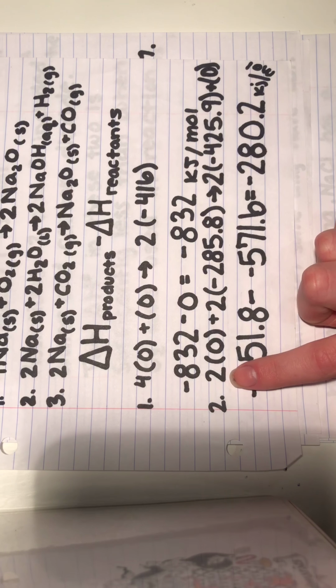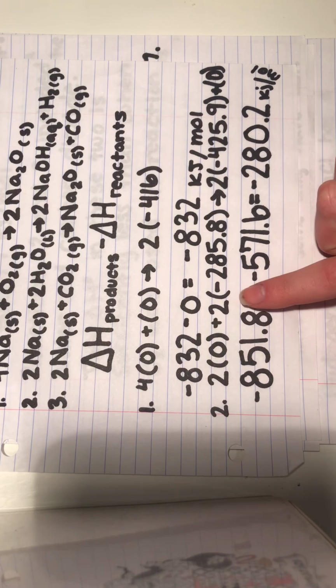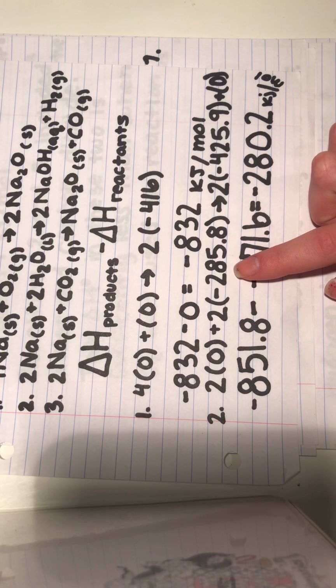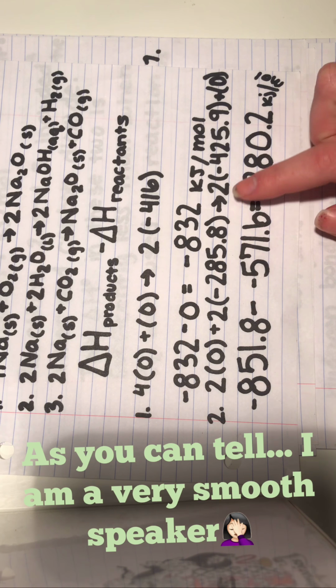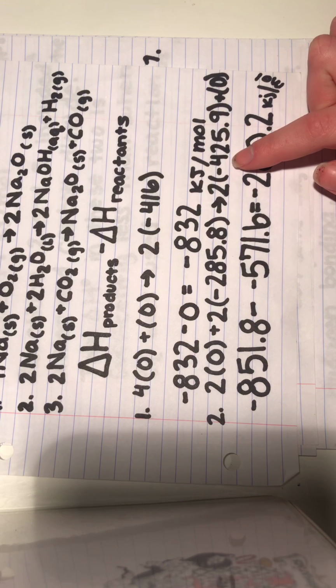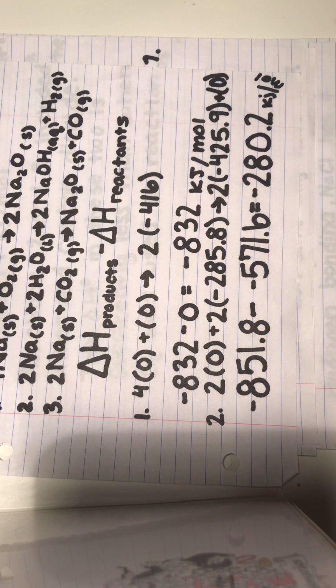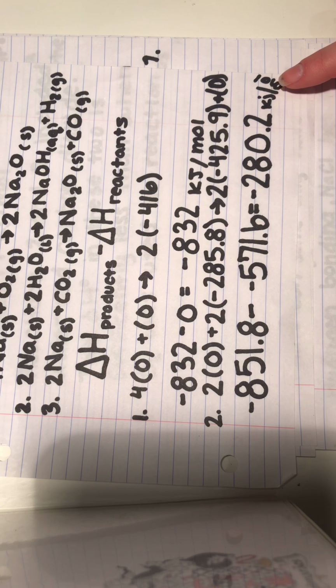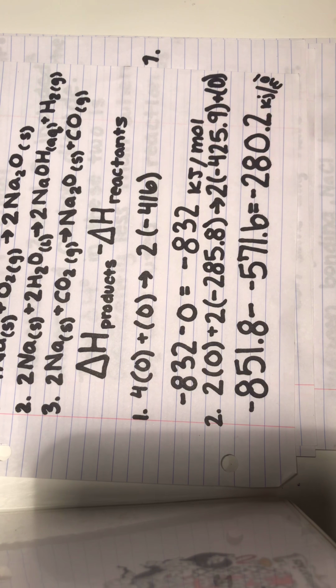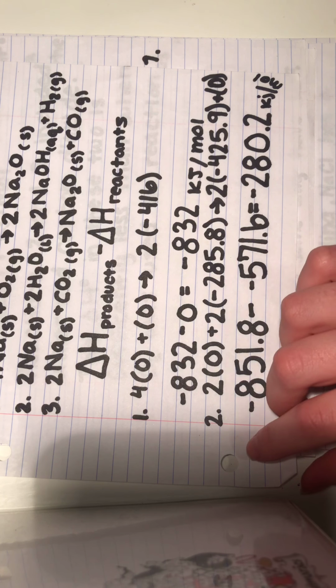Number 2, 2 times 0 plus 2 times negative 285.8 yields 2 times negative 425.9 plus 0. Add up each side, multiply it out, put it in the proper order. This gives us negative 851.8 minus negative 571.6 equals negative 280.2 kilojoules per mole. So as you see, whenever I calculate the delta H of each reaction, I'm going to plug these units on the end, kilojoules per mole, and that is how we measure enthalpy.